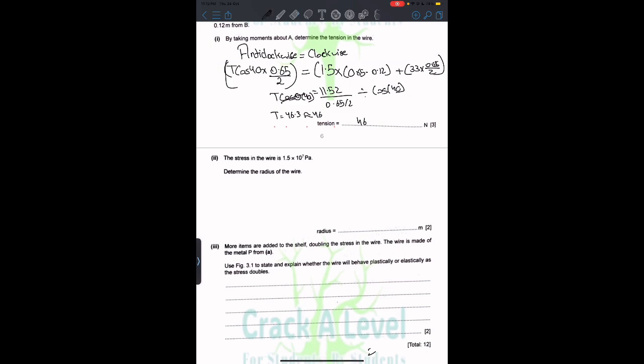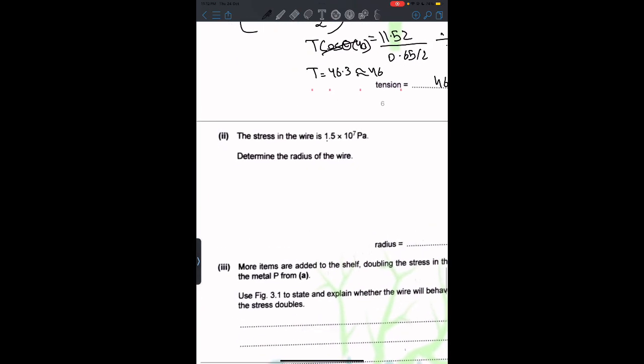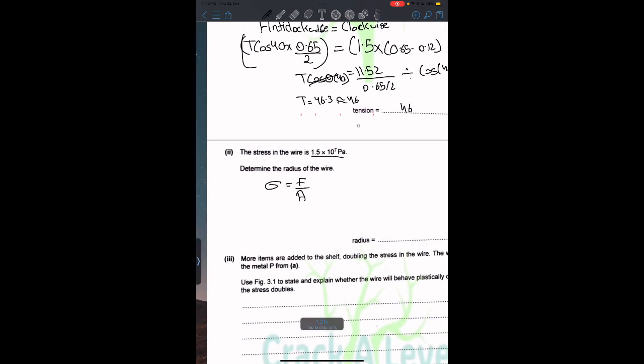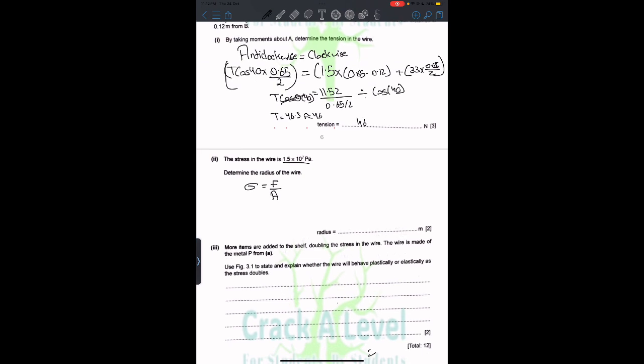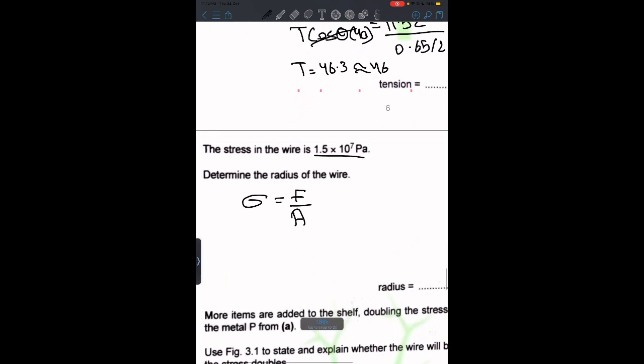Okay, moving on to the next question. It says the stress in the wire is 1.5 times 10 to the power 7. Determine the radius of the wire. We know that stress is equal to force upon area, and force always means tensile force or compressive force when we're dealing with the chapter of deformation. A lot of people get confused with pressure. Pressure deals with the normal contact force.